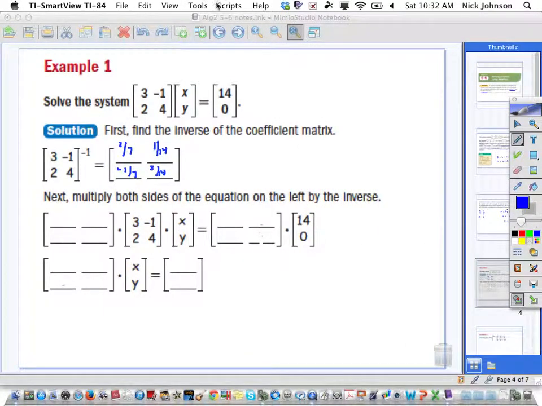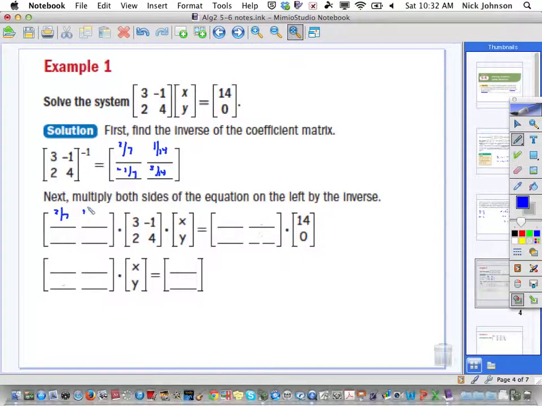So on the next step, after you find your inverse matrix, you have to multiply that on both sides. So 2/7, 1/14, -1/7, and 3/14. Same over here. So my solution, this becomes the identity matrix, as I said before. The inverse times the coefficient matrix is going to give you the identity matrix.